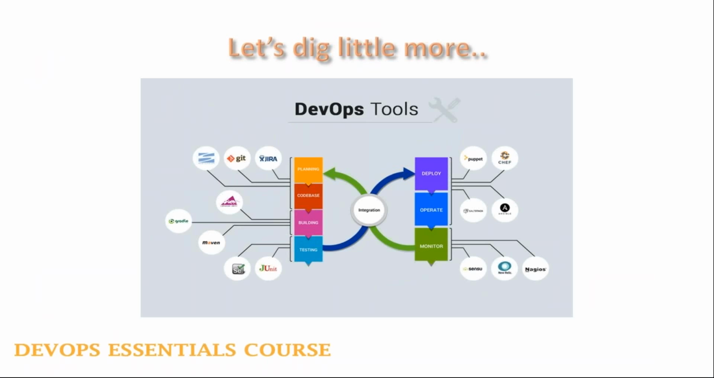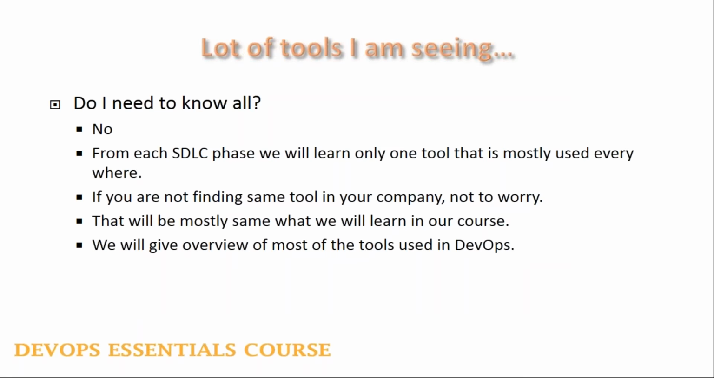You can go and Google DevOps tools periodic table. You will find hundreds of tools available there. But whatever we are going to learn will be the most used and most asked in the market. Do I need to know all? No. From each SDLC phase, we will learn only one tool that is mostly used everywhere. Wherever you go, they will ask about tools like Git, Jenkins, Puppet, Ansible, Docker, AWS, those kinds of tools we will be learning.